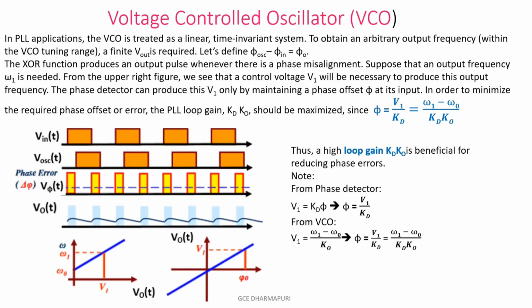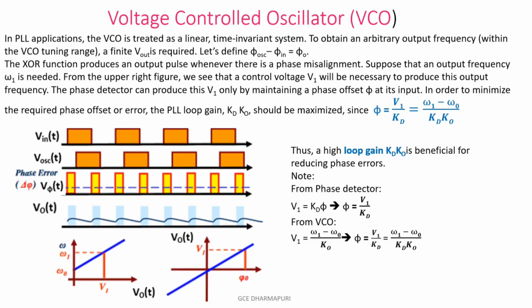The voltage controlled oscillator. In PLL application, VCO is treated as a linear time invariant system. To obtain an arbitrary output frequency, a finite Vout is required. So let us define phi VCO minus phi in is equal to phi naught. The XOR function produces an output pulse whenever there is a phase misalignment. Suppose that an output frequency omega 1 is needed. From the upper right figure, we see that the control voltage V1 will be necessary to produce this output frequency. So I'm talking about this diagram. The phase detector can produce this V1 only by maintaining the phase offset phi at its input.